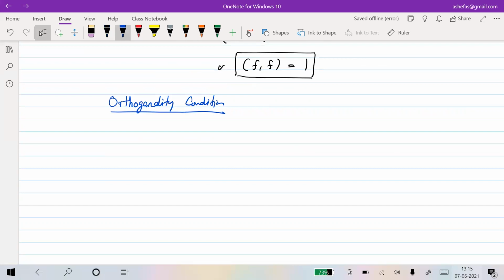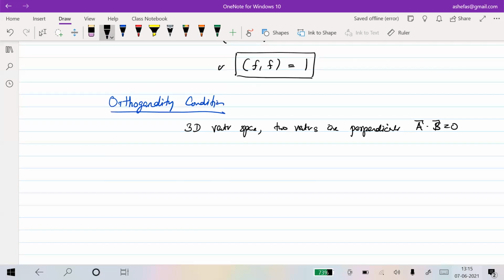And the other condition is the orthogonality condition. In three-dimensional vector space, two vectors are perpendicular if their dot product is 0. So if you have two vectors, vector A and vector B, and the dot product is 0, then we can say that they are perpendicular. The orthogonality is the extension of this concept.